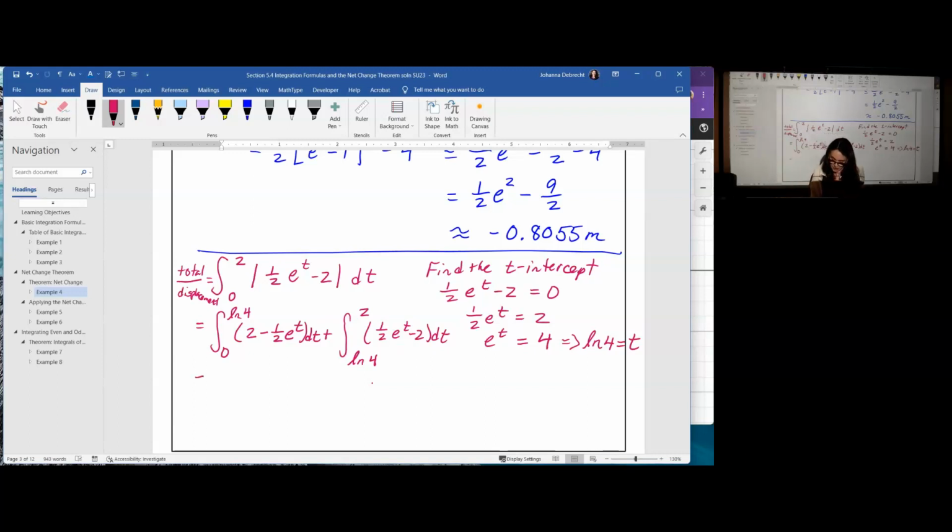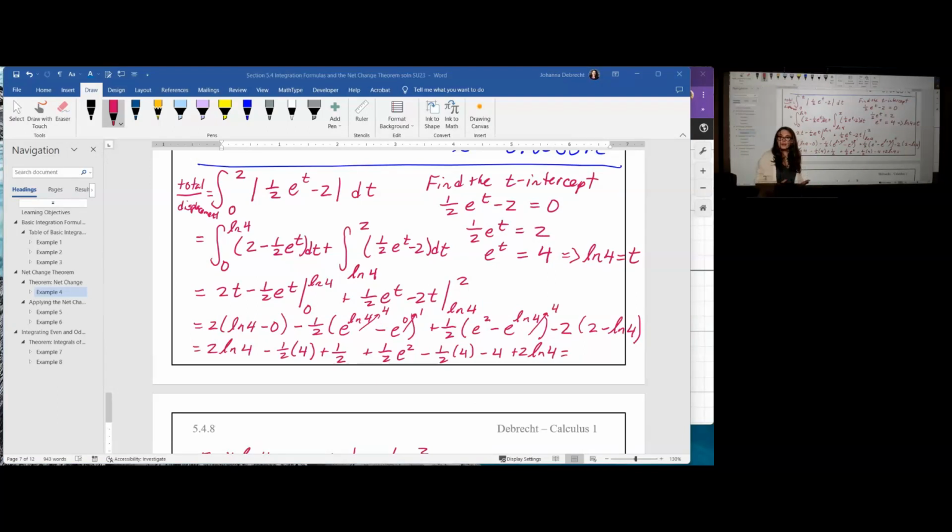Now that I have this, we go ahead and integrate each piece. This will give me 2t minus 1/2 e to the t, evaluated between 0 and the natural log of 4, plus 1/2 e to the t minus 2t, evaluated between natural log of 4 and 2. Go ahead and pause the video, substitute these values, then turn the video back on so we can compare our results. This is a rather tricky one to solve algebraically because of all the exponentials and natural logs.